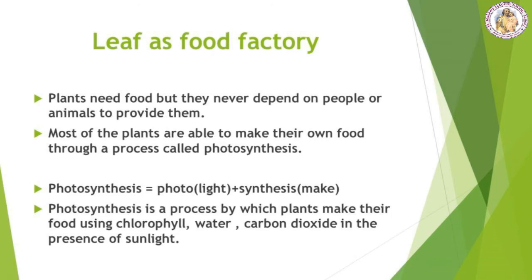Leaf as food factory. Plants need food, but they never depend on people or animals to provide it. Most plants are able to make their own food through a process called photosynthesis. Photosynthesis: photo means light, synthesis means make. Photosynthesis is a process by which plants make their food using chlorophyll, water and carbon dioxide in the presence of sunlight. Let us see how this process is organized within the plants.